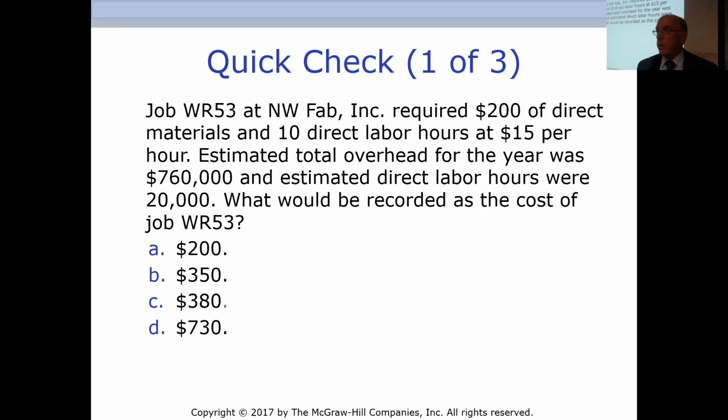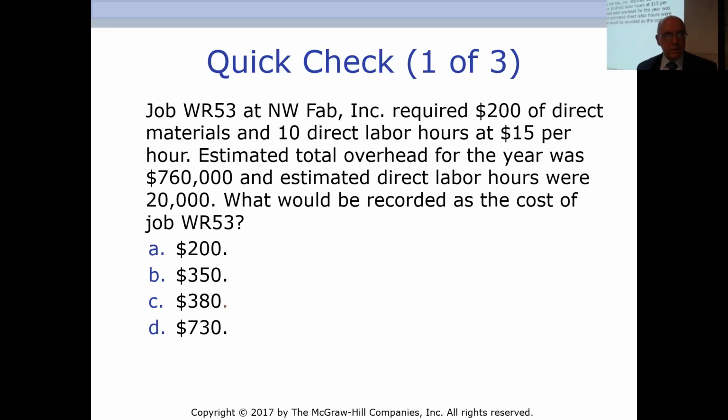Well, the cost would be direct material plus direct labor plus factory overhead. So which number do you think it would be? Would it be the smallest one or the largest one or something in between? Well, direct materials, 200. Direct labor is 150, so that's 350. So we know it's not going to be A. And it's not going to be B either because it doesn't include overhead. So it's got to be C or D.